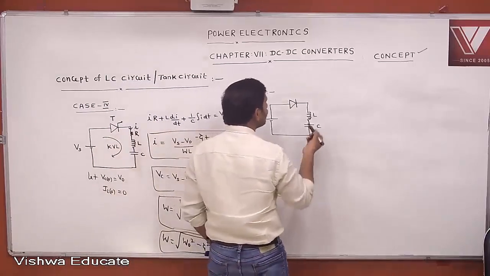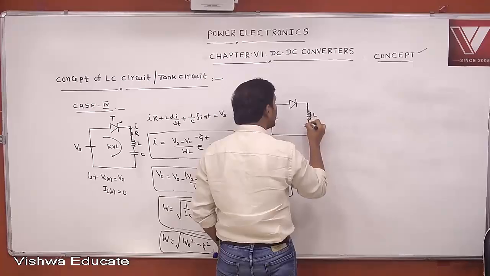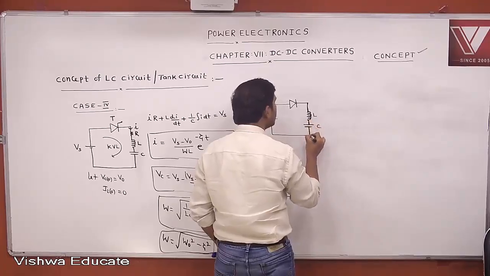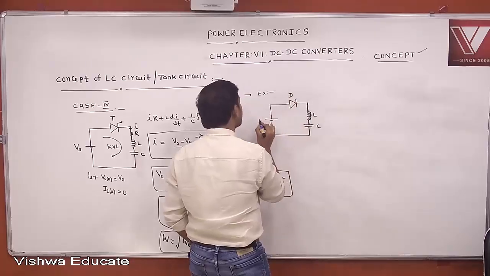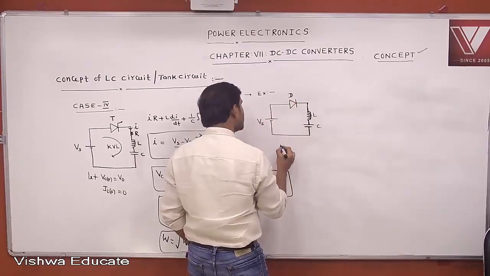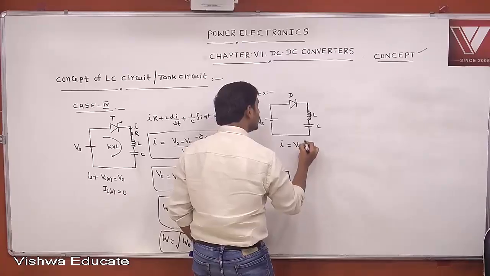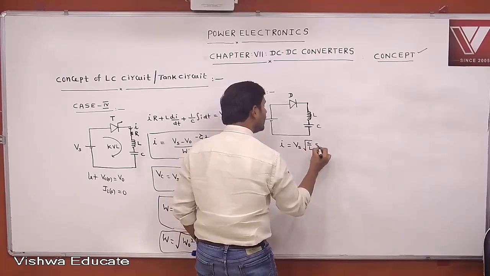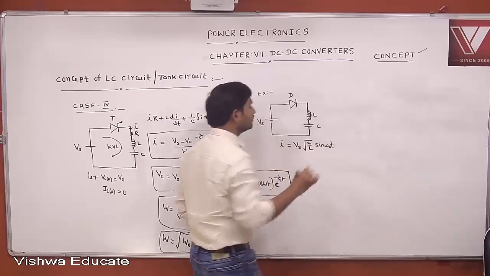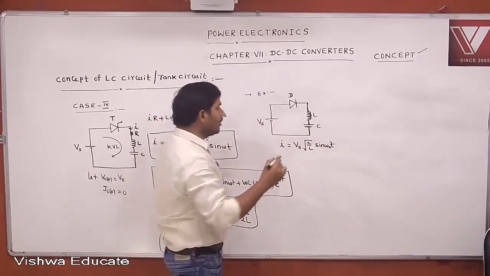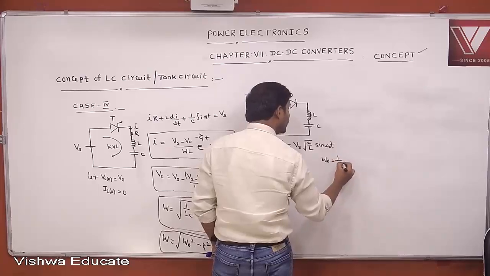Here there is no initial current through the inductor and no initial voltage across the capacitor, if it is given. In this case, how to write the formula? I equal to Vs into square root of C by L into sin omega t. Okay, what is omega naught? Omega naught equal to 1 by root LC.